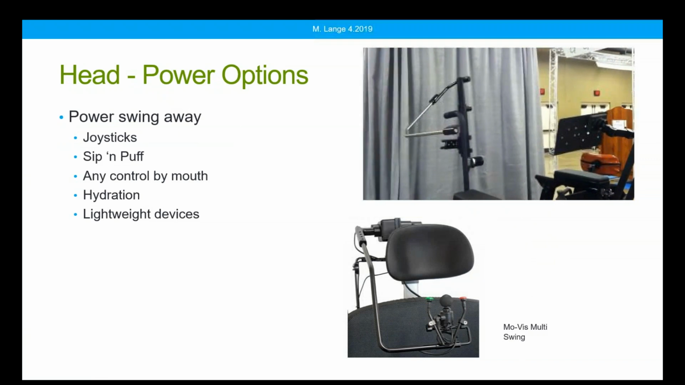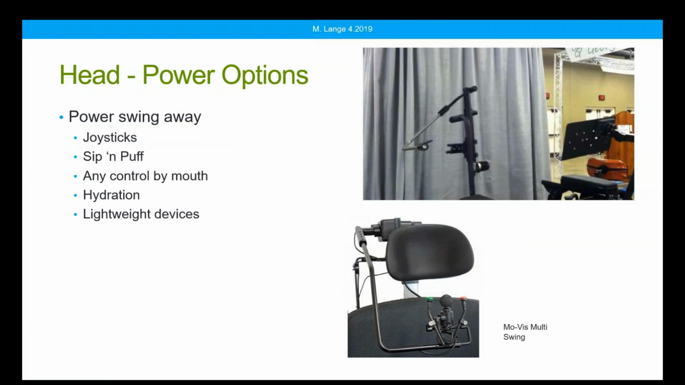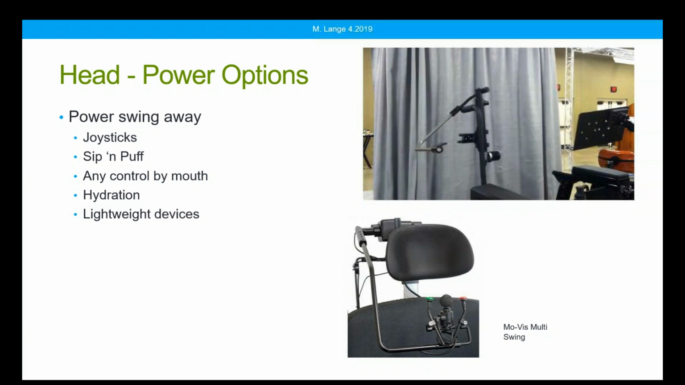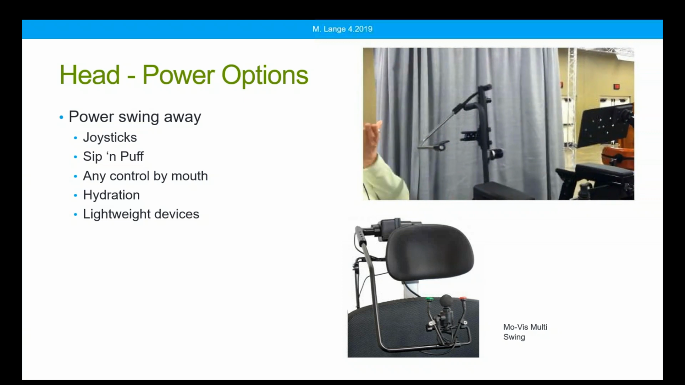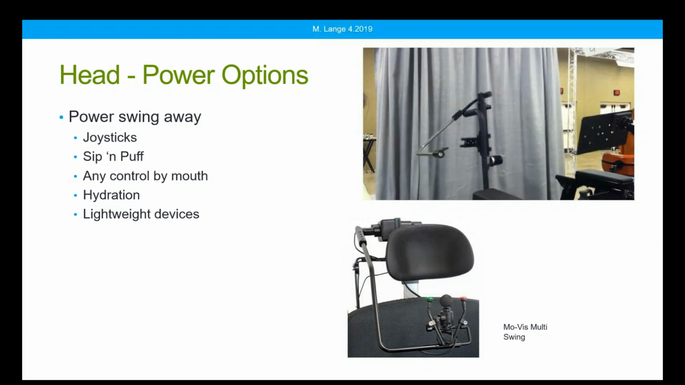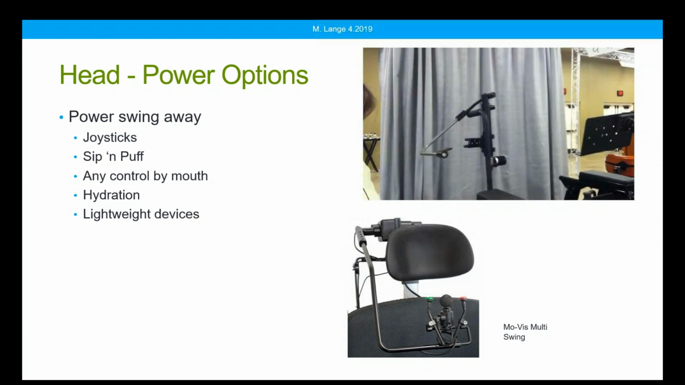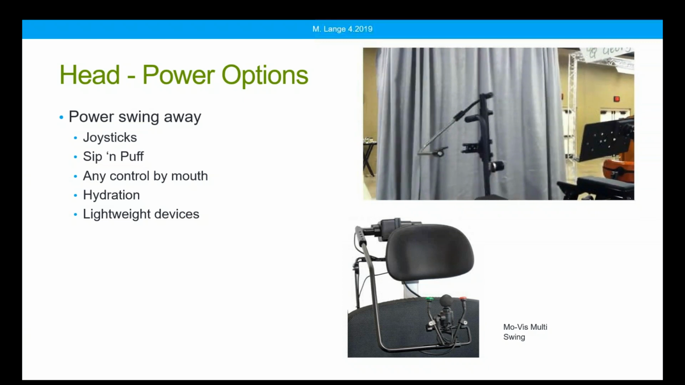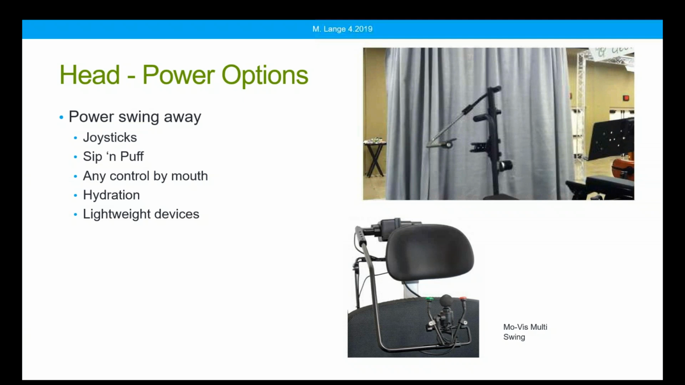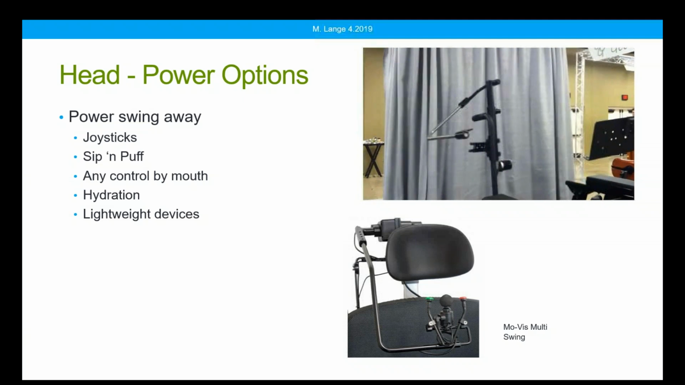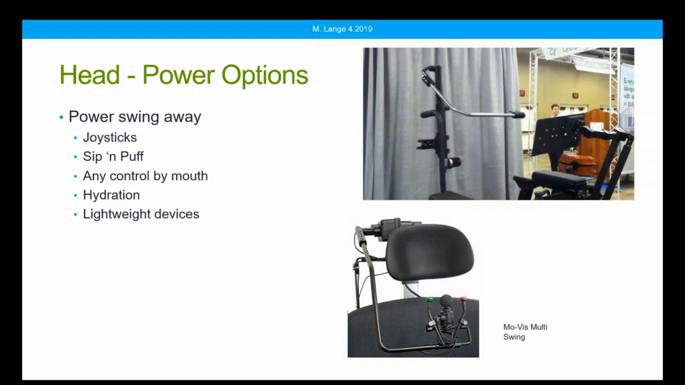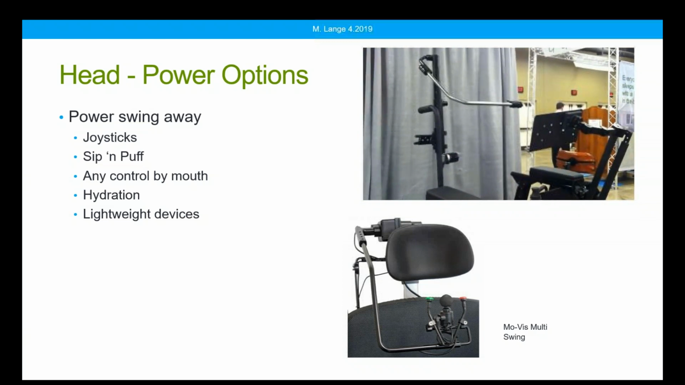We do have two power options at the head for mounting a chin joystick, and that includes Motion Concepts that's posted here on top, and the Movis Multi-Swing, which is pictured here at the bottom. These work well not only for mounting a mini joystick by someone's chin or a compact or even standard joystick, but also sip and puff, any control that's by the mouth. These can be used to hold hydration like the tubing of a CamelBak, or even a very lightweight device like a tablet or some of our smaller standalone speech generating devices.